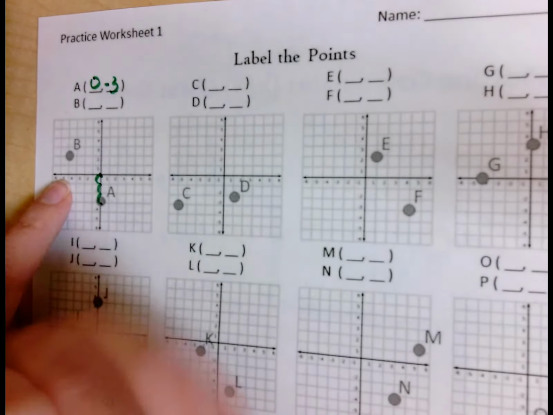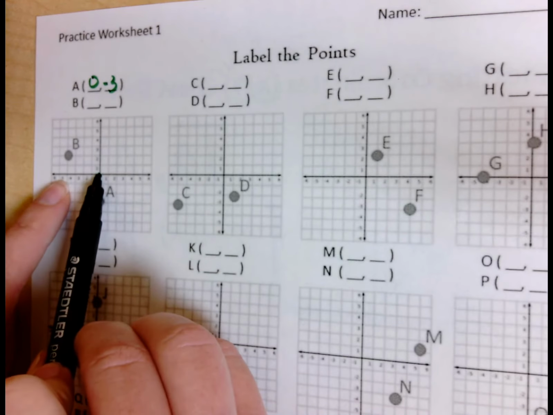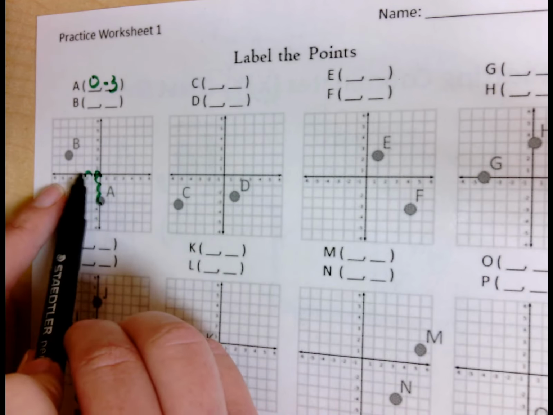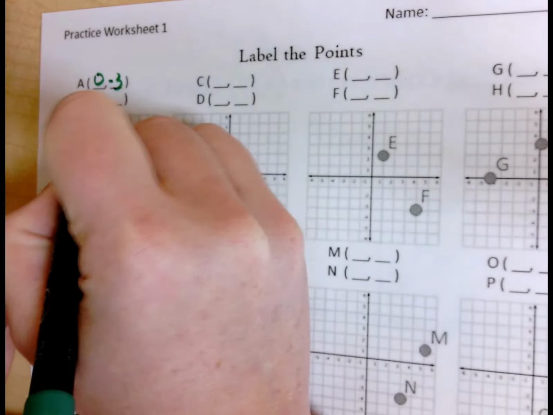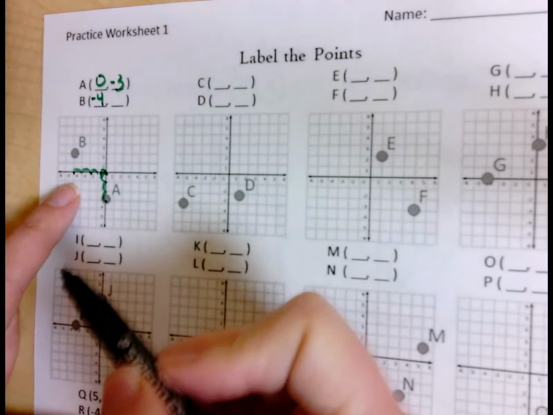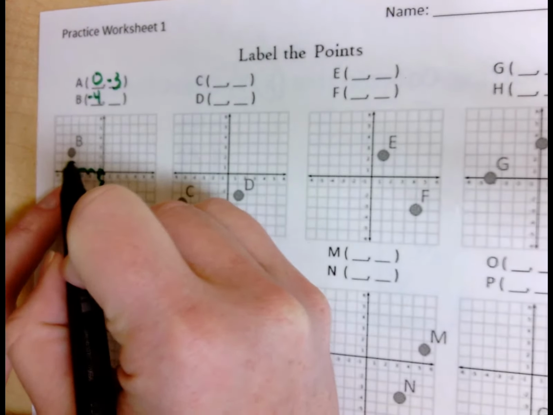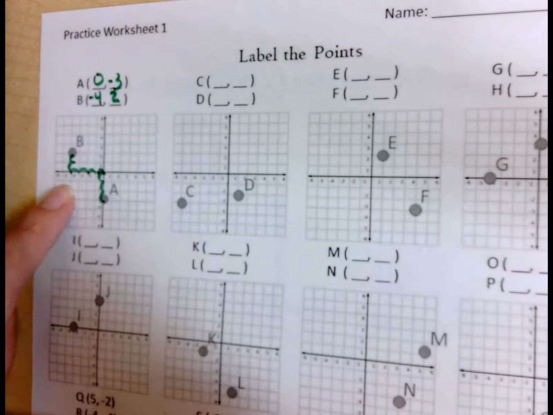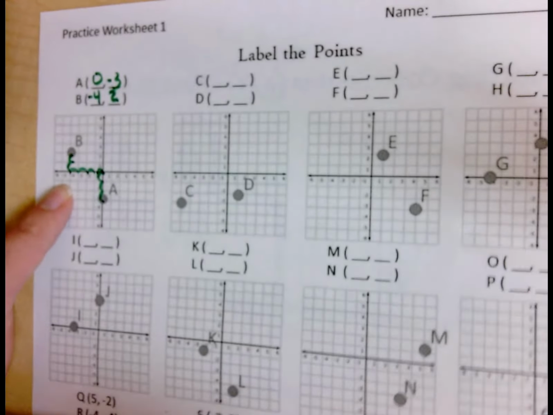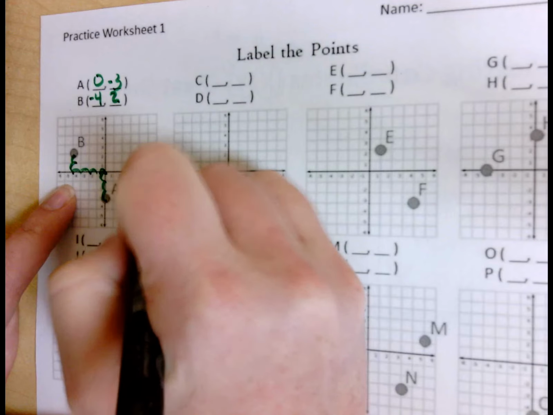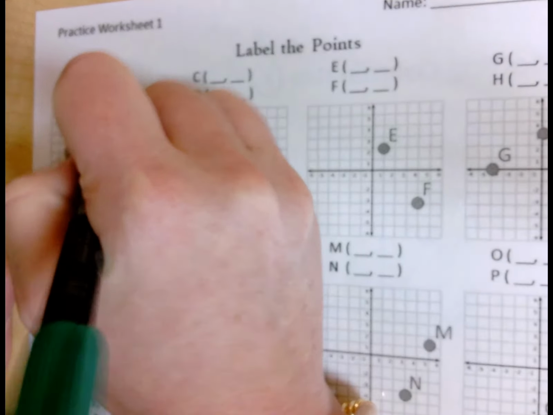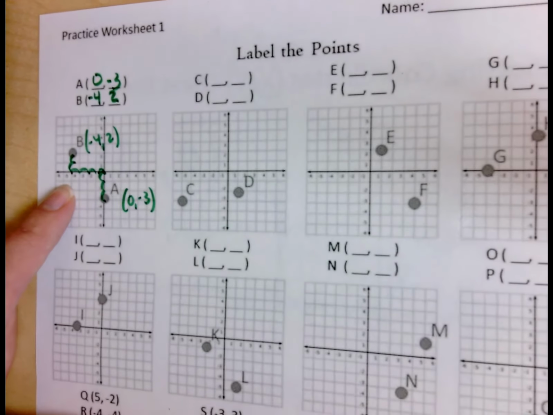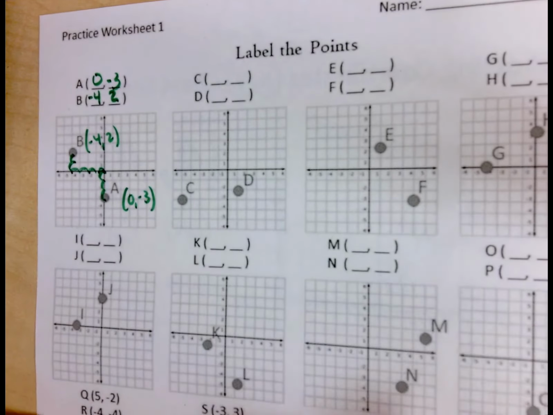Same thing with B. I start at 0 and I'm going negative 1, 2, 3, 4. So it's negative 4 to the left, that letter. And then in a positive direction, I'm moving up 2. So I'm moving negative 4, 2. So this point is 0, negative 3. This point is negative 4, positive 2. And you're going to continue that for the next 7 practice problems.